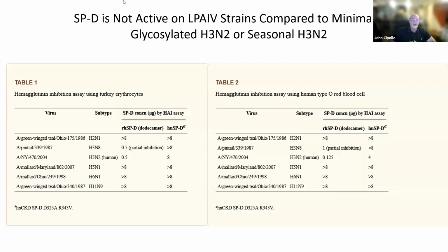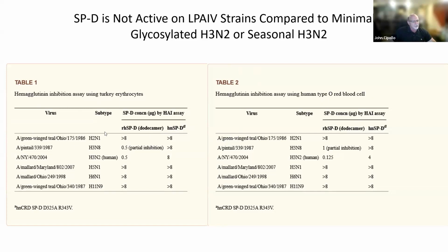So these are the results from our study. We used two different HAs. I'm sorry, two different SPDs from the Hartshorn group, and then we also used two different types of red cells, human cells and turkey cells.